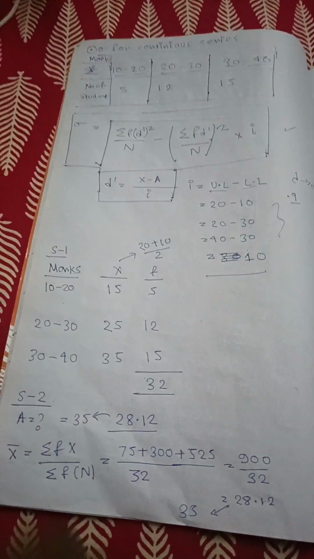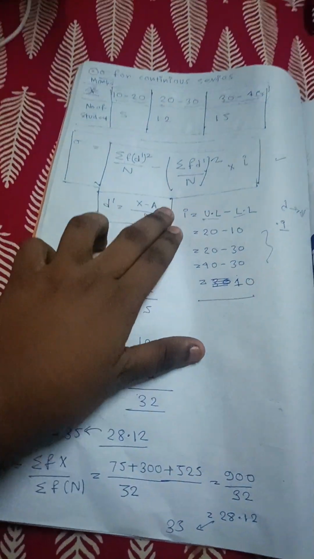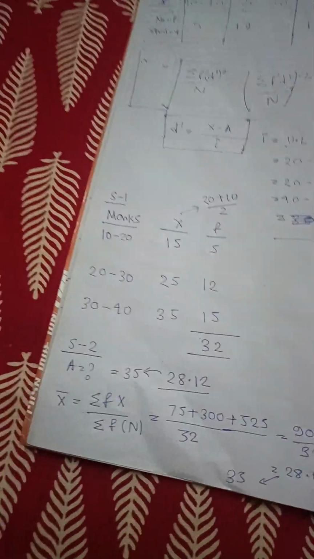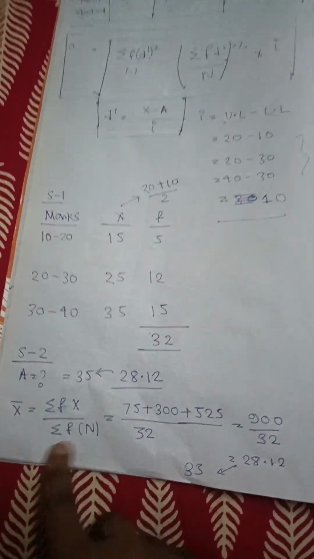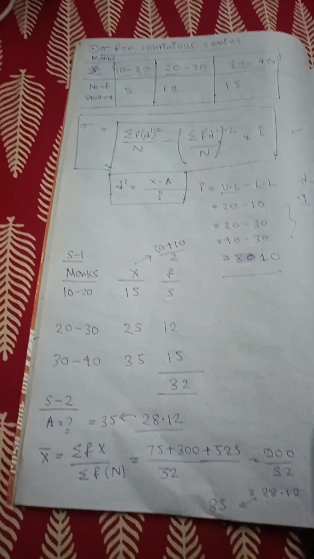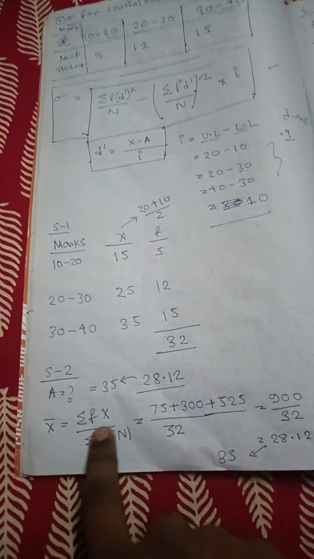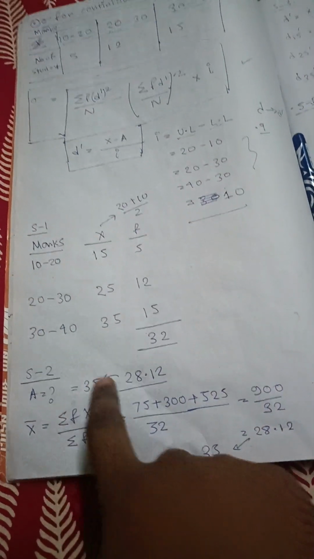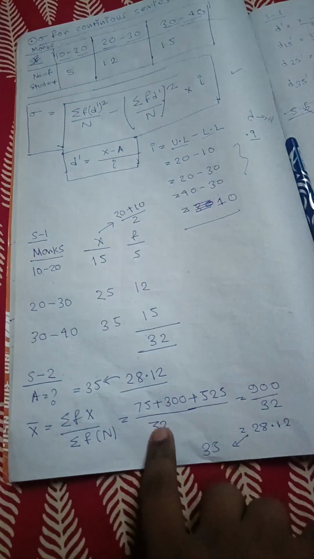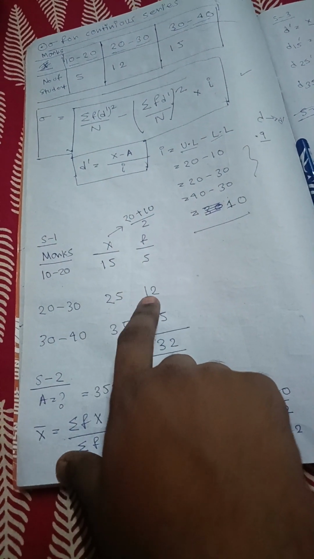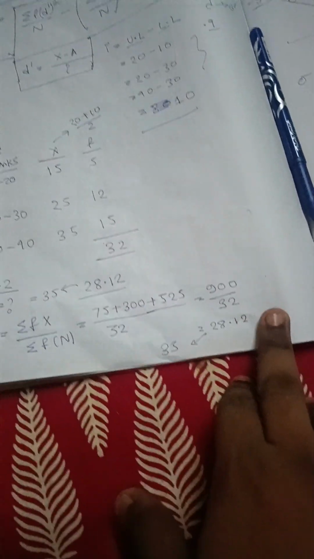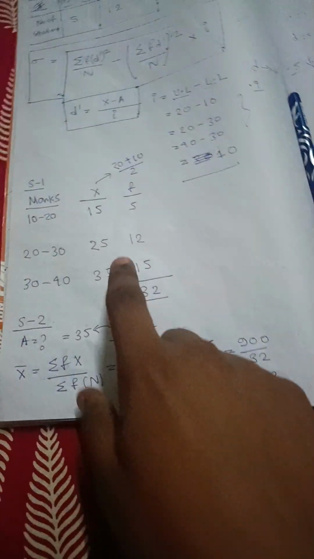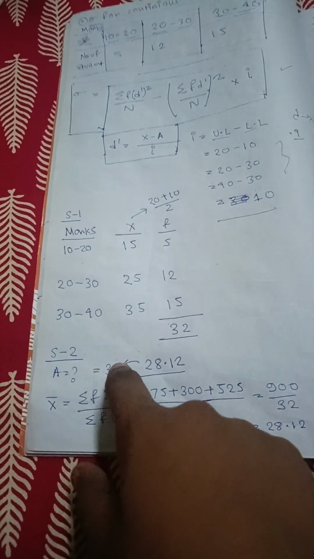Next we need to find out x minus a by I. As I know that a is nothing but the mean, so for the next step we have to find the mean. That is the same formula, sigma fx by n. N is nothing but the summation of f, so that is 32. And f into x we have to multiply, so 5 into 15, that is 75, then 12 into 25, that is 300, and 15 into 35, that is 525. We add this and get 28.12, that is close to 35 only. So the assumed mean is 35. I hope it is clear.